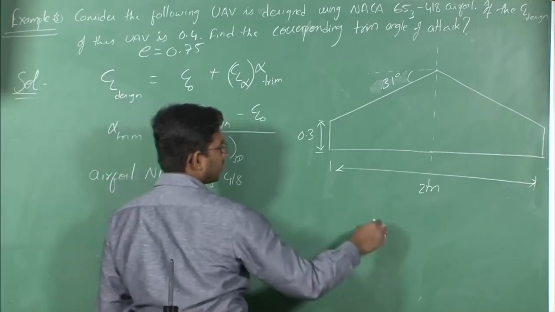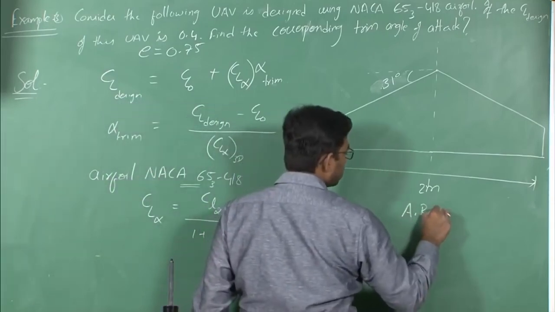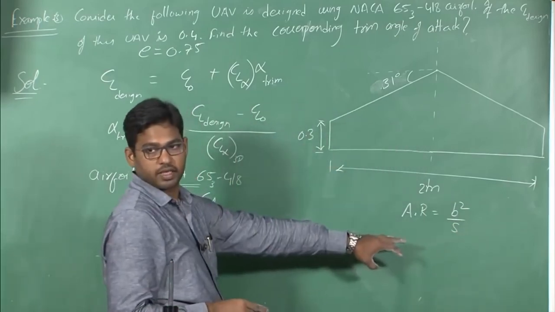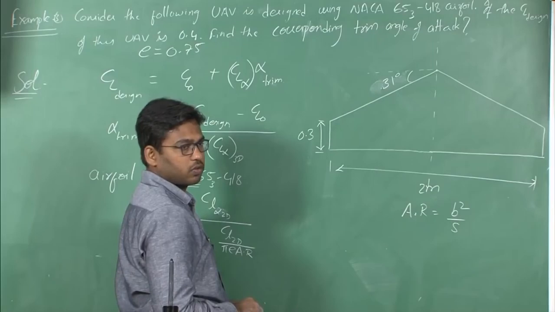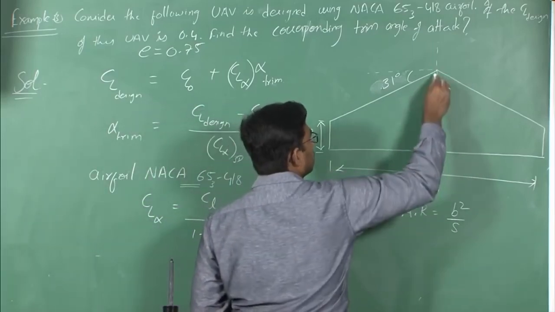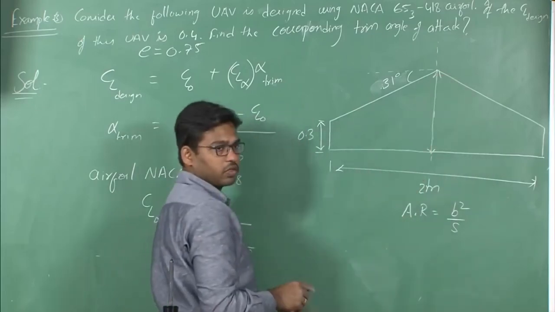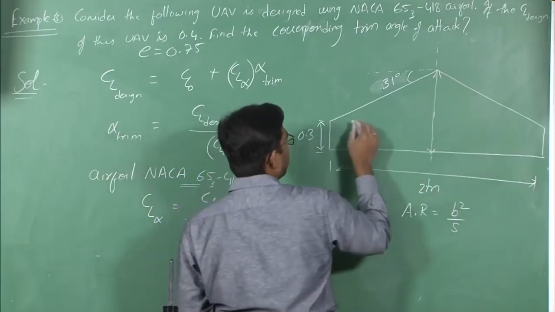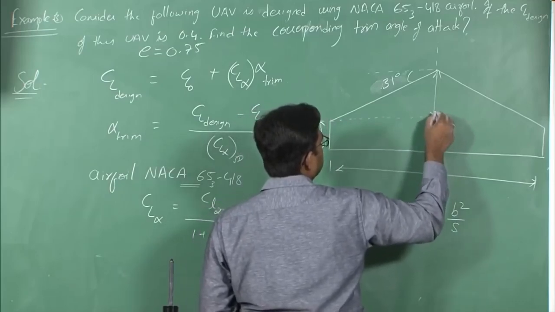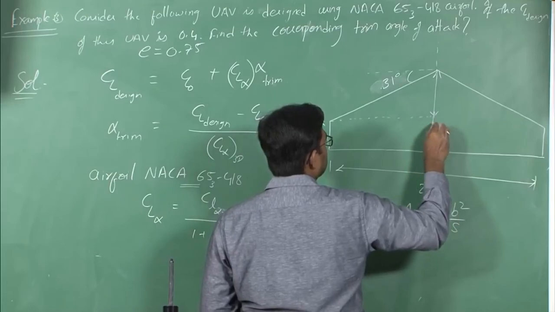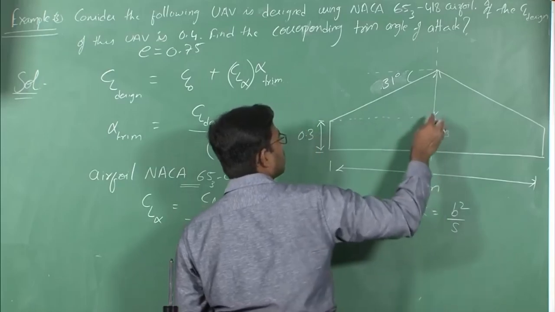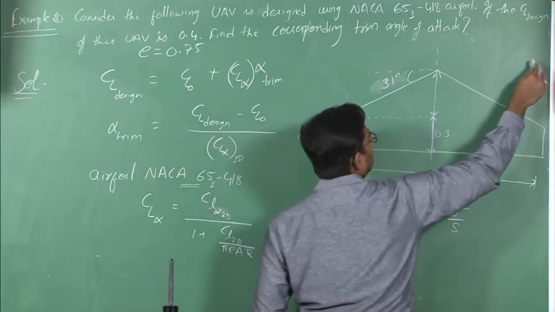First, how to find the aspect ratio? We know AR is equal to b square by S. So we need to find the area here. To find the area, I need the root chord. I need to know what this root chord is. So how to find this root chord? Say up to this it is 0.3, and say this entire thing is CR.